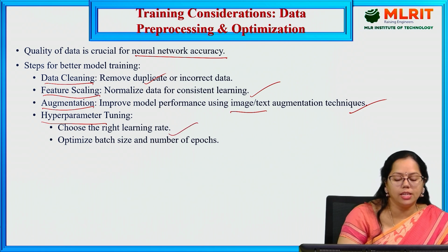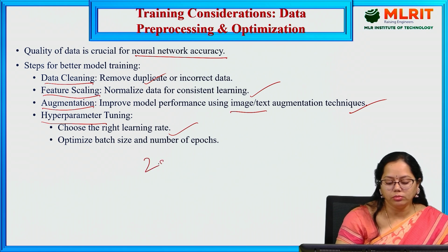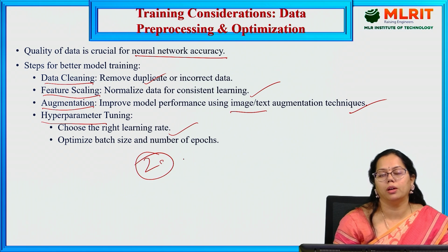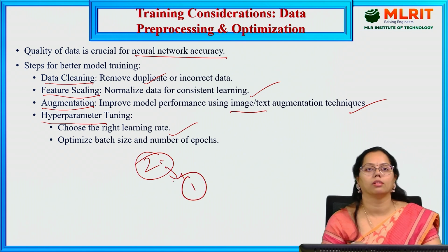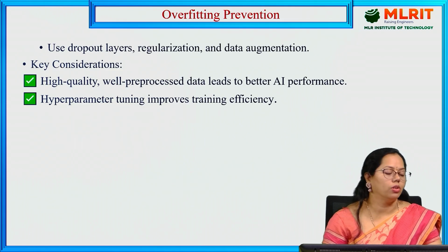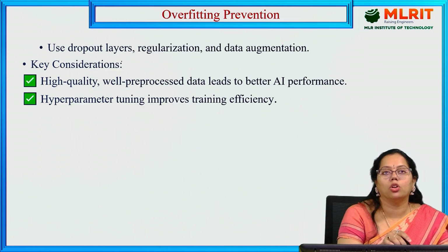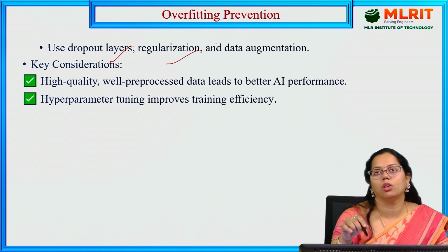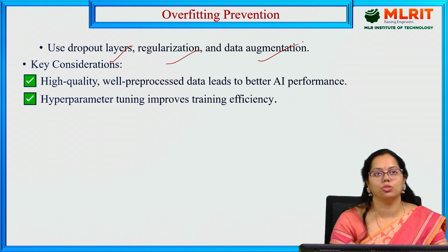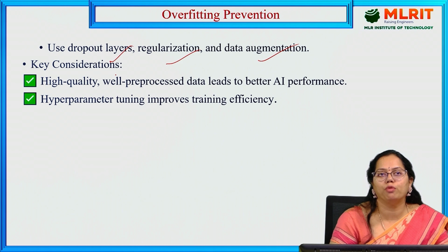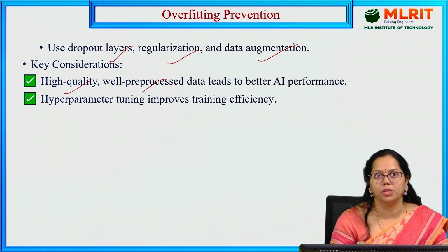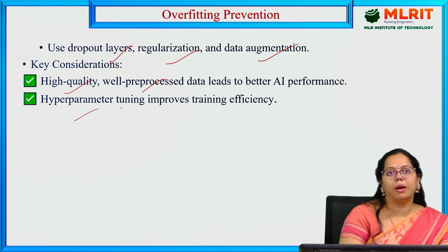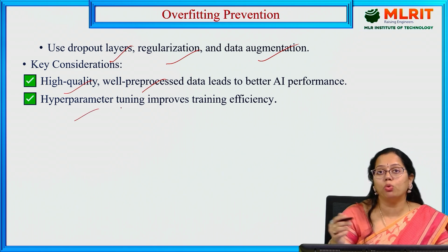Optimization of batch size and number of epochs is also part of it. It also uses dropout layers, regularization, and data augmentation. Among the key considerations, high quality, well prepared data leads to better AI performance, and hyperparameter tuning improves training efficiency.